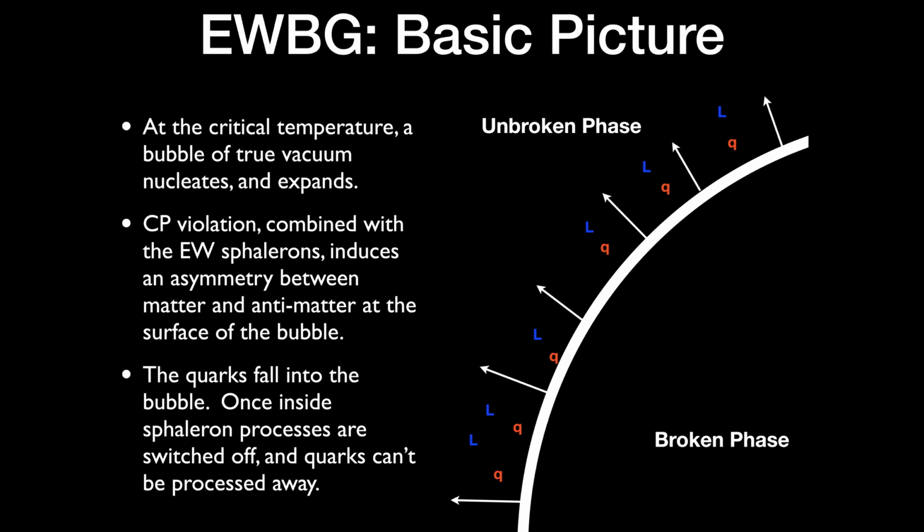As it expands, the sphalerons are able to violate baryon number and lepton number right outside, at the surface of the bubble. But then as anything that it generates falls into the bubble, it remains. They're switched off inside the bubble, so there's the out of equilibrium process as that's happening. And there has to be some CP violation, of course, which can induce the asymmetry at the surface of the bubble itself.